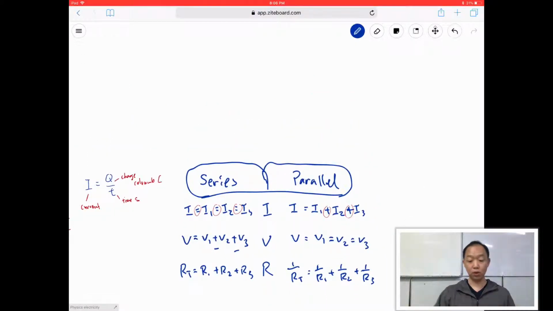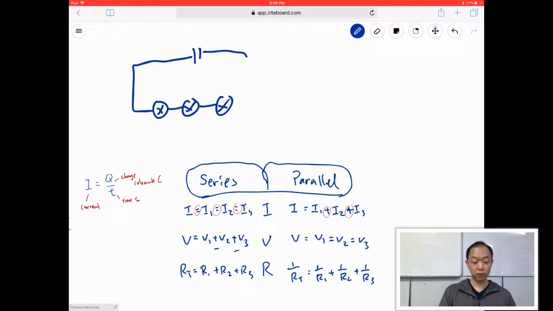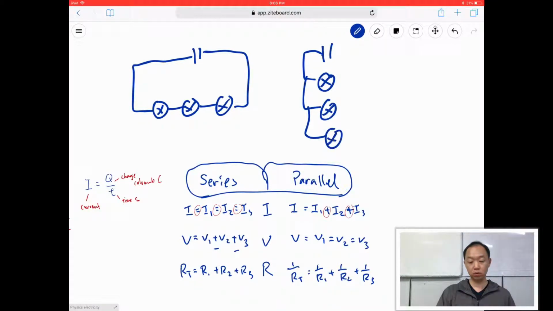In case you're wondering what this is all about, let me draw a circuit to show you. A series circuit is going to look something like this. Imagine there is a bulb here, 1, 2, 3. So this is series, and then parallel looks like this, 1, 2, 3. Just a quick sketch.